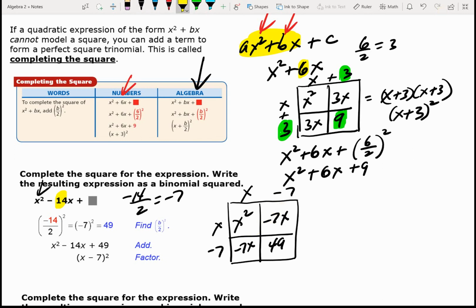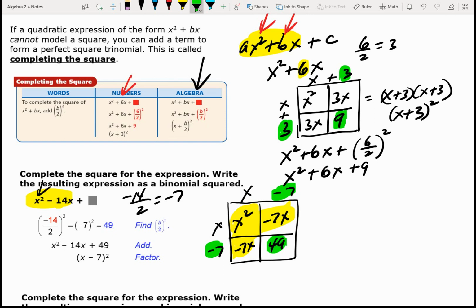So our x squared minus 14x. Okay, and that's what I started with. X squared minus 14x, all of that there. That's what I had. But when I completed the square, I added 49. I took that there.